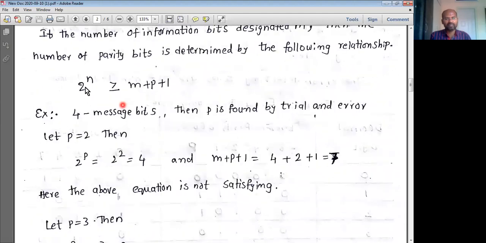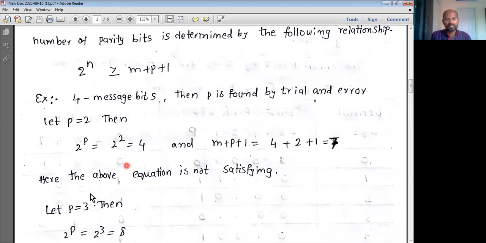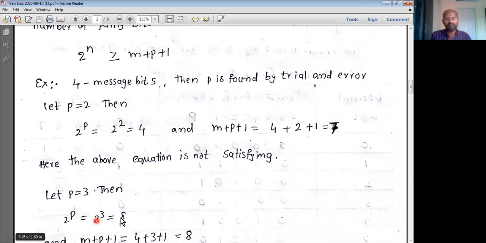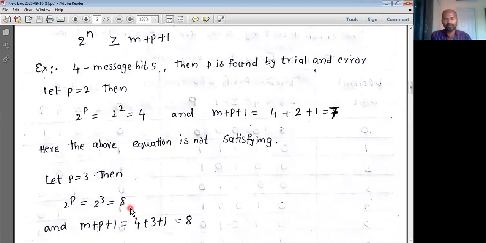So on this side we have 8, and this side is also 8. Is 8 greater than or equal to 8? Yes, so it satisfies the condition. So what is our required number of parity bits? We assumed 3, and only then is the equation satisfied. So the required number of parity bits is 3.